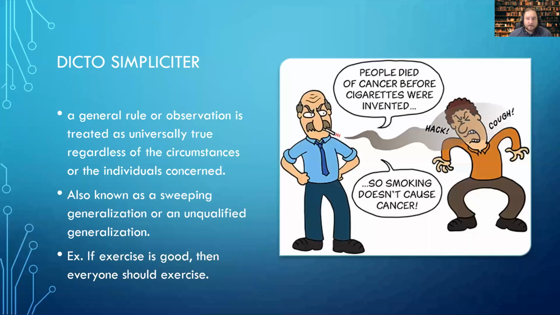The first logical fallacy we want to look at, the first break in this sort of conditional and truth value formula, is what's called a dicto simpliciter. It is a general rule or observation that is treated as universally true regardless of the circumstances or the individuals concerned. This is also known as a sweeping generalization or an unqualified generalization. For example, in the photo here, people died of cancer before cigarettes were invented, so smoking doesn't cause cancer. Is this true?